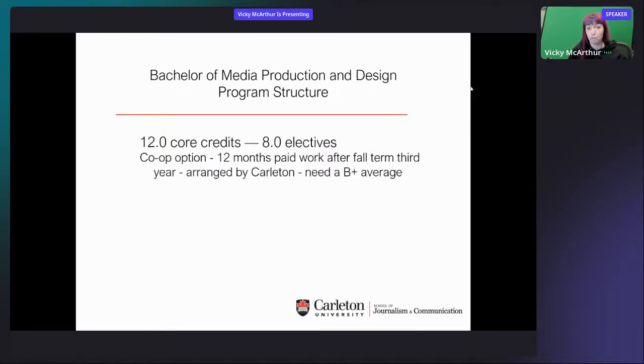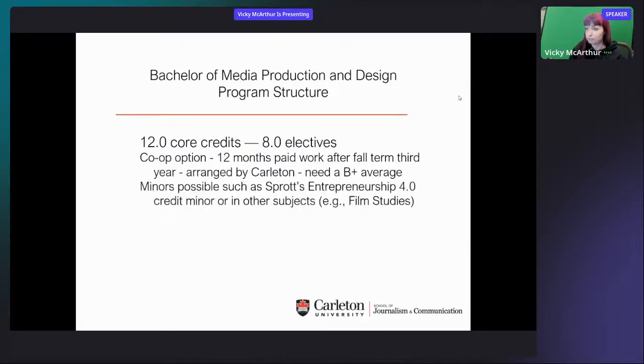Now, as I mentioned before, we do have a co-op option. So this is 12 months of paid work, usually after the fall term of the third year. So as you move through the program with your cohort, if you're doing the co-op option, you would start the fall here with us. And then for the winter, you would start your first of 3 co-op placement terms. And this is arranged by Carleton, and there is a grade requirement, though, to get into that.